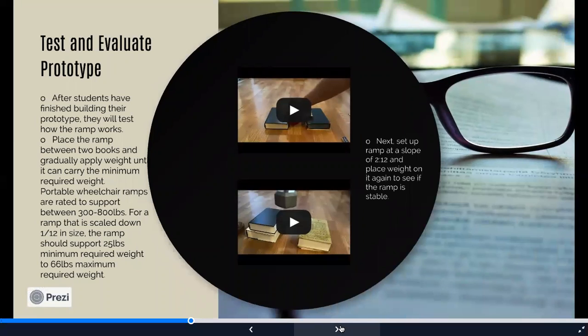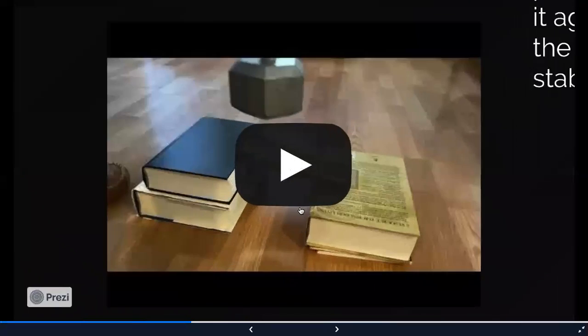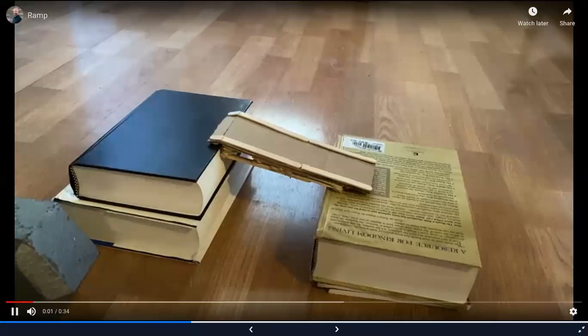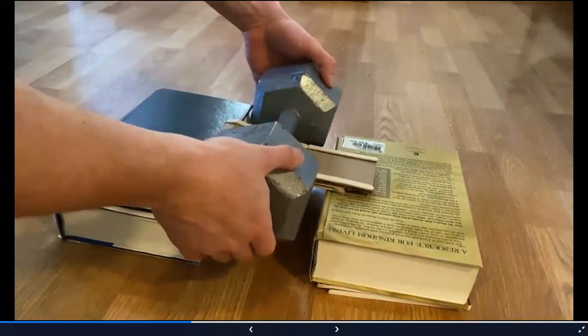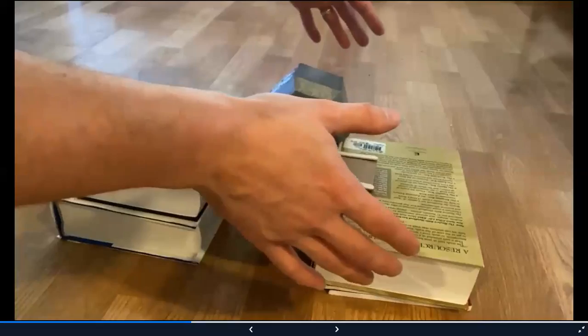After that test is complete, students will place their ramp at a slope and perform the same test. As you can see, the ramp is at a slope of 2 to 12.